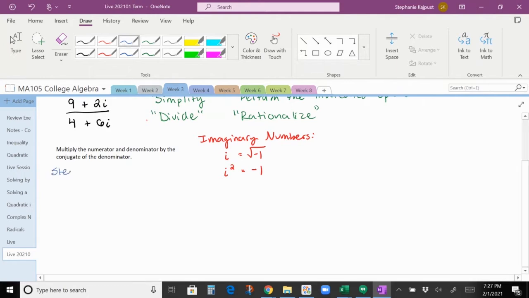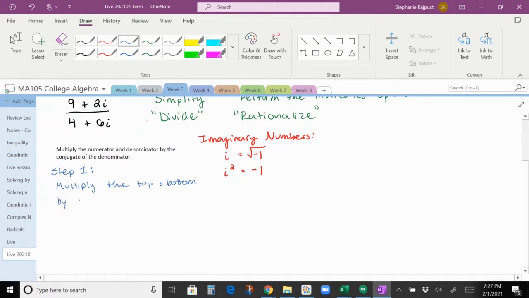So I would say step 1, multiply the top and bottom. Notice that instead of using our technical terms, numerator and denominator, I'm just using top and bottom, which makes more sense. You know what that means when you're looking at a fraction.